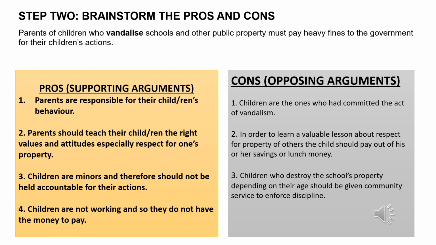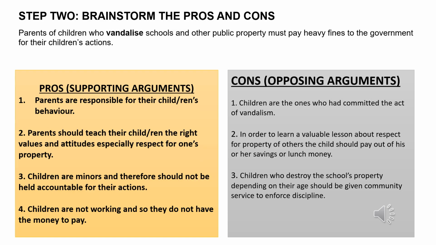Step 2 is an essential step, and this step is the brainstorming step. By that we mean students are to brainstorm the pros and the cons, the pros being supporting arguments and the cons being opposing arguments. Now the brainstorming process is an essential one in that, one, it alleviates writer's block that students may come upon when writing their essay, and two, it allows them to better organize or arrange their ideas. Now when we examine this question, we see here the supporting arguments and the cons, the opposing arguments.